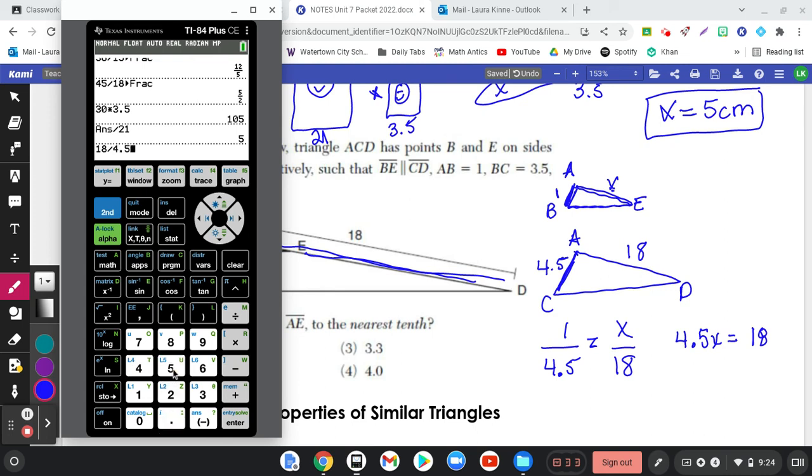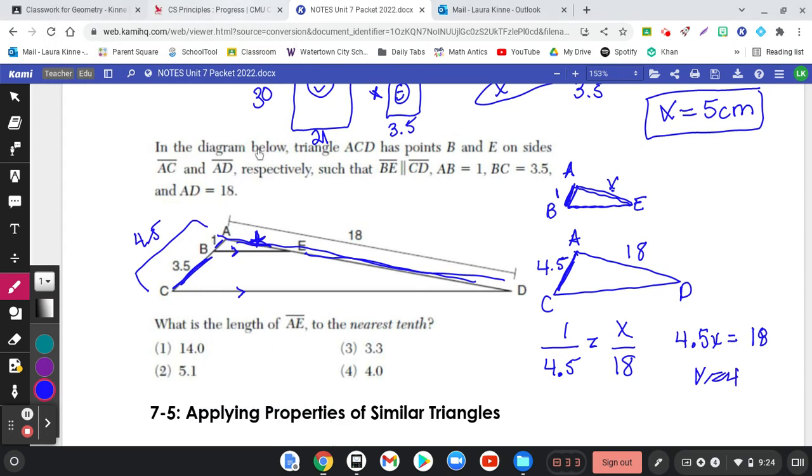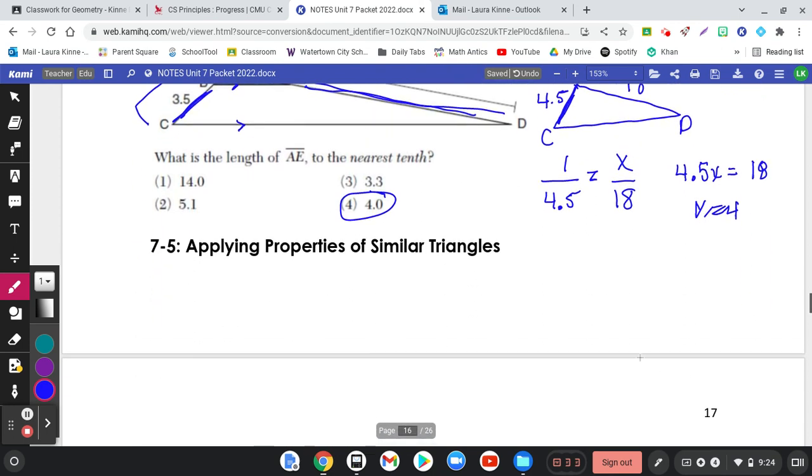And again, this is an old Regents question. This is the type of thing you're going to see. Don't make it harder than it is. All right, separate your triangles and go. So x equals 4. To the nearest tenth, we don't need to round. So 4.0 would be technically to the nearest tenth.